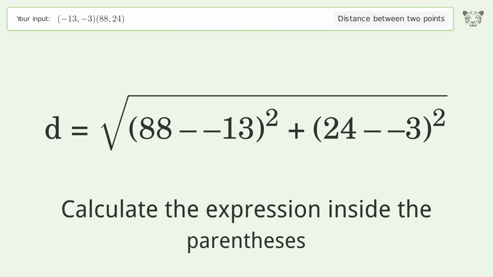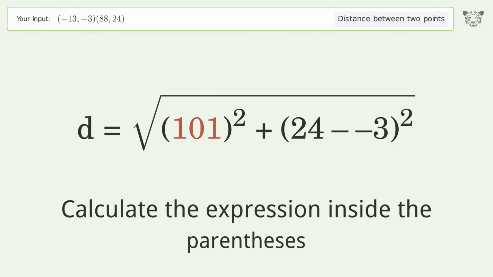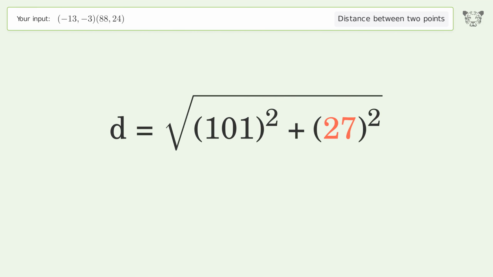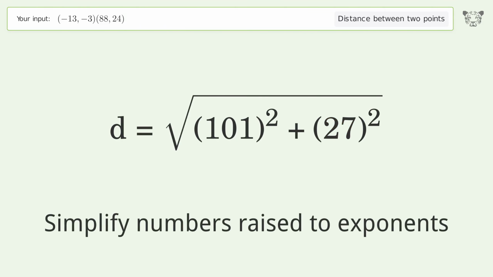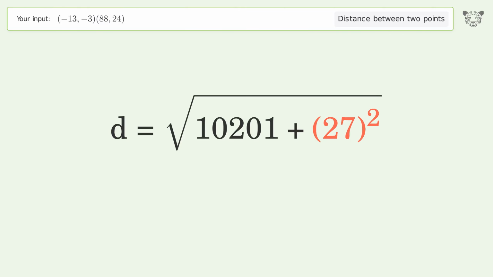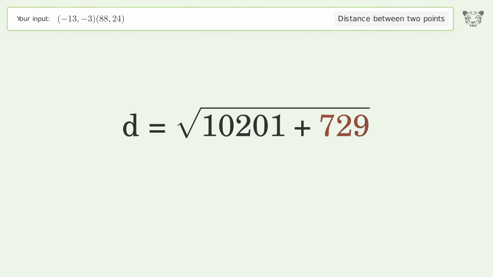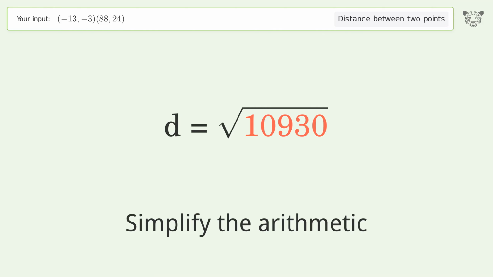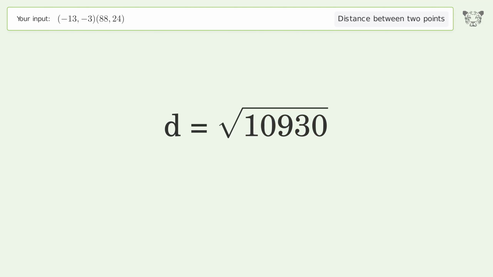Calculate the expression inside the parentheses. Simplify numbers raised to exponents. Simplify the arithmetic. And so the distance between the 2 points is the square root of 10,930, or 104.547.